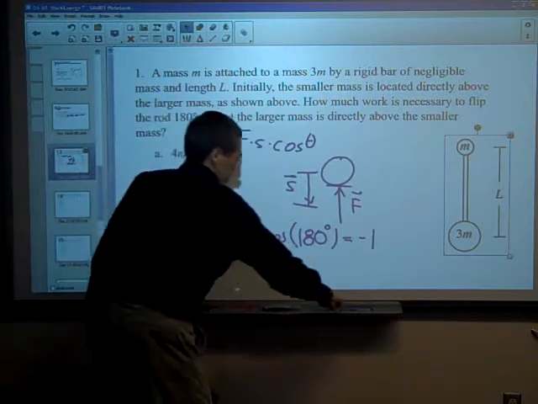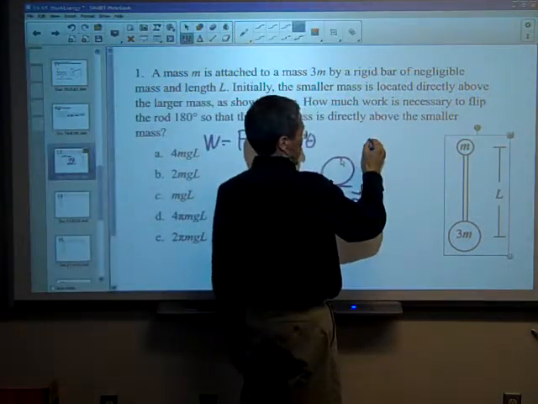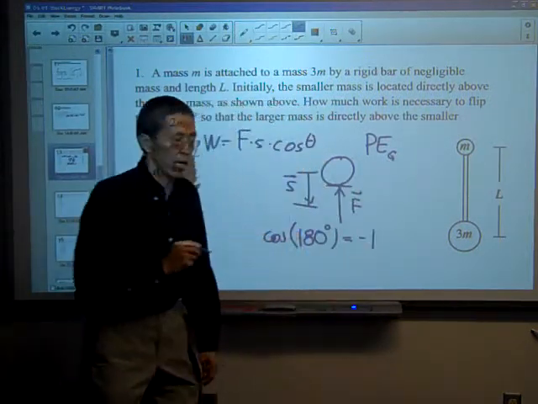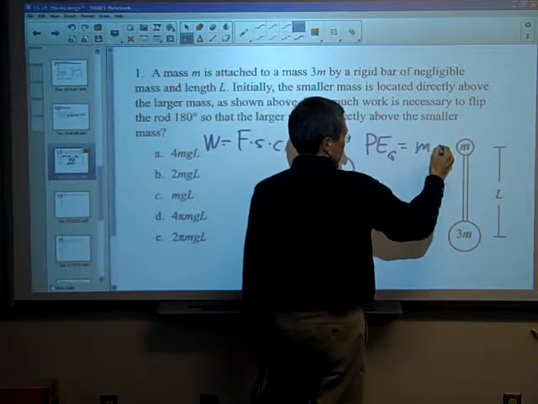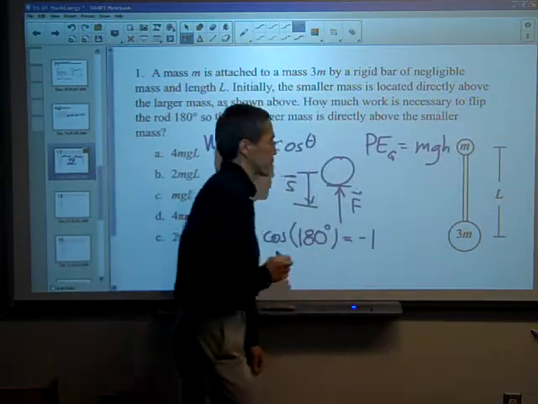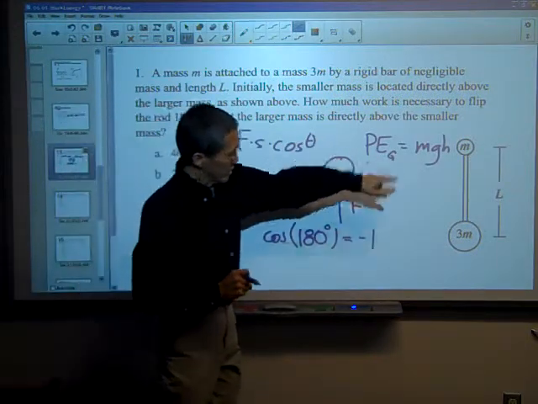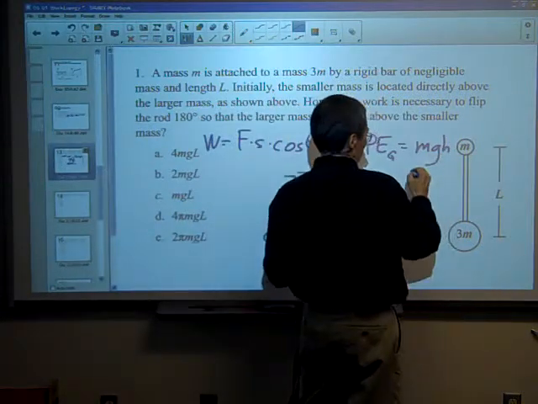Anybody? Well, the kind of energy we're talking about here is really gravitational potential energy. So I'll just call it PE and label it G. And if you recall, gravitational potential energy is mgh. Actually, let's look at it that way. This is mgh, so in this case I'll change the h to an L.